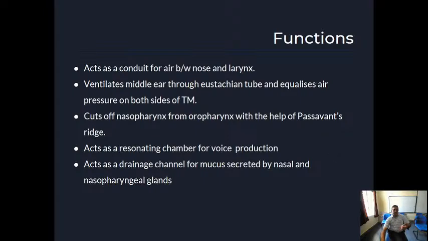Now, the functions of these are easily understood. It ventilates the middle ear cavity through the eustachian tube. It cuts off the nasopharynx from the oropharynx with the help of Passavant's ridge. It acts as a resonating chamber for voice production, and as a drainage channel for the mucus secreted by the nasal cavity, through mucociliary movement, where the mucus is driven into the posterior nasopharynx and then goes down into the laryngopharynx, and is ultimately swallowed. That is the mucociliary clearance.